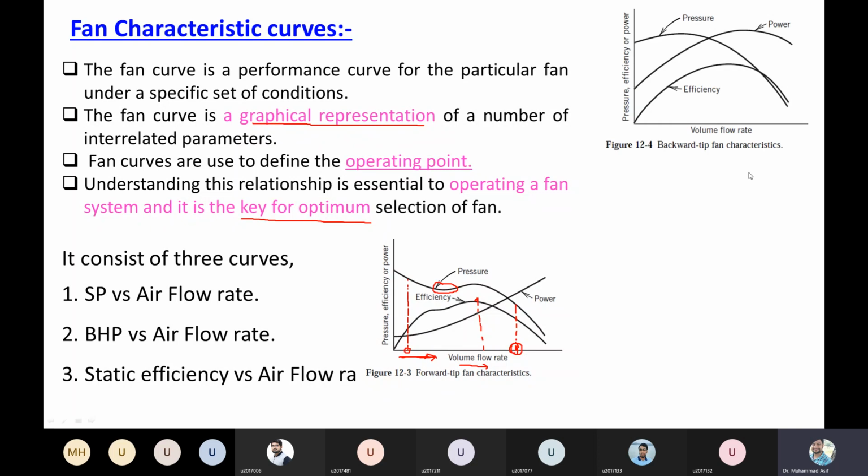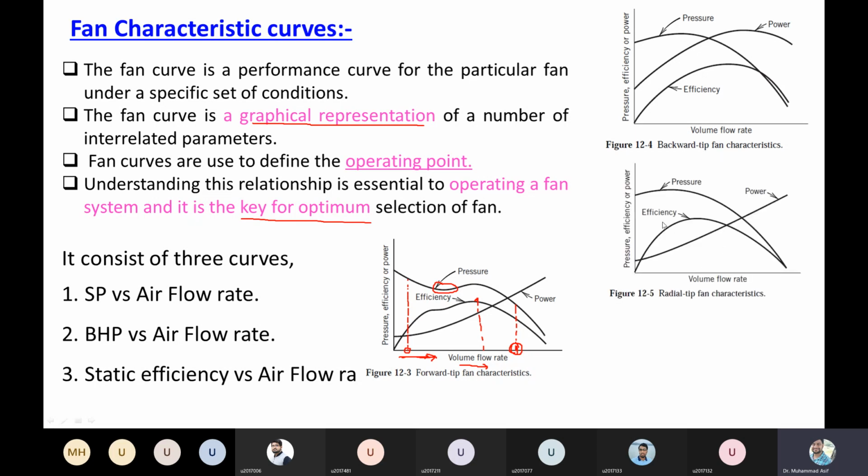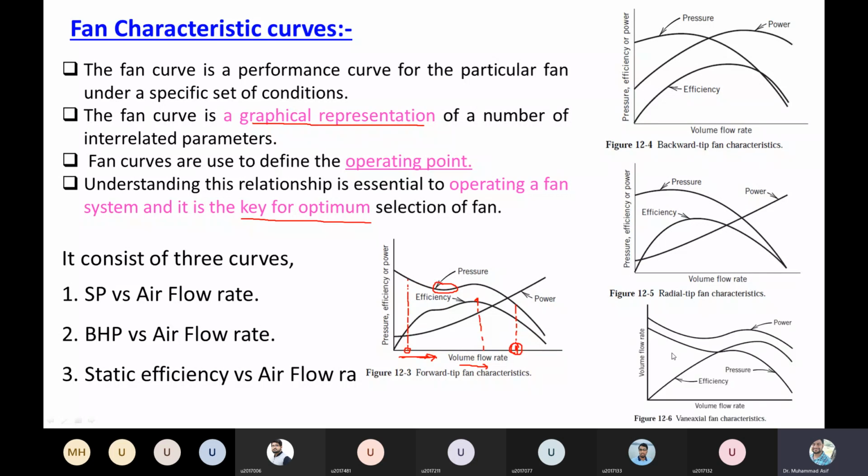Similarly, we can have the characteristic curve for the backward tip fan. Similarly, you can have the characteristic curve for the radial tip fan, and you can also have one for an axial fan. These three curves were for the centrifugal fans: this one for the forward tip, this for the backward tip, this for the radial fan, and this is the axial fan. So based on the characteristic of each fan, you can select your desired operating point. Each fan will have a different characteristic curve.